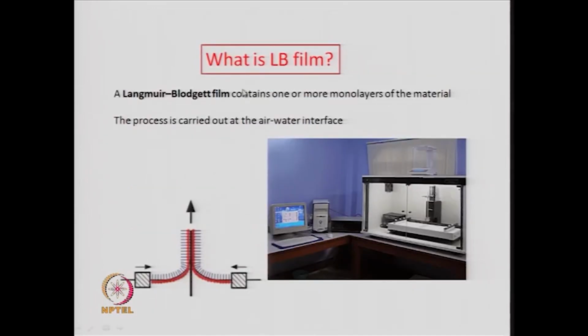So, let us understand what is this LB film or the Langmuir-Blodgett film. It contains one or more monolayers of the material. A film made at the liquid-air interface of some nanoparticles on the liquid, which is water, on the water surface, that is basically a Langmuir-Blodgett film, and this process, as we have discussed, is made at the air-water interface.